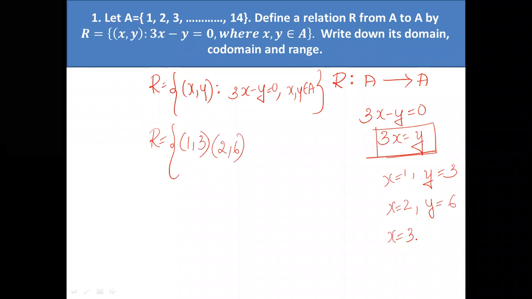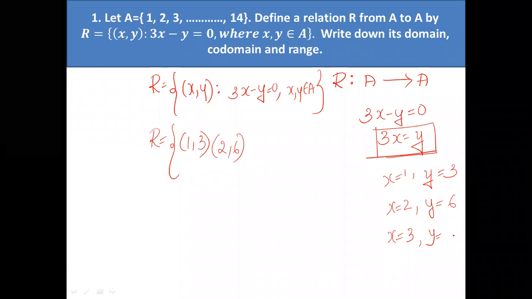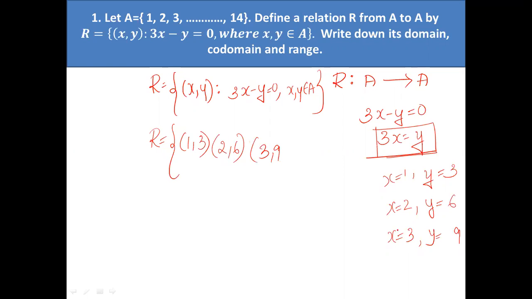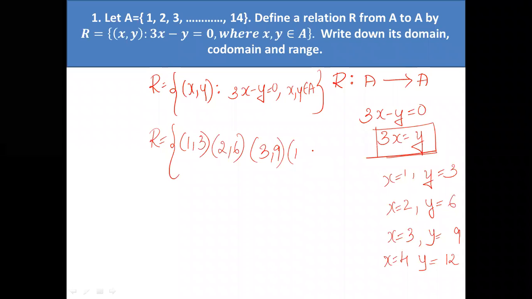Good students, I am observing your answers. Yes, Mukunda. If you put x is equal to 3, y becomes 3 into 3, which is 9. So I can write (3,9) because both 3 and 9 are in A. Put x is equal to 4. What will you get? Y is equal to 12. Correct? So 4 and 12 are in A. That's why you can write (4,12).